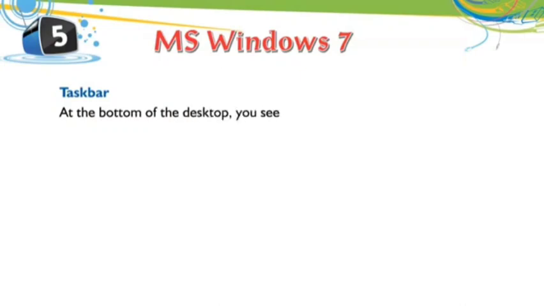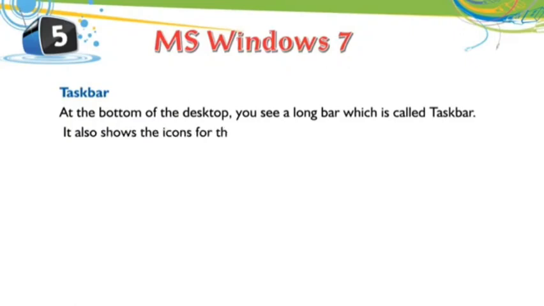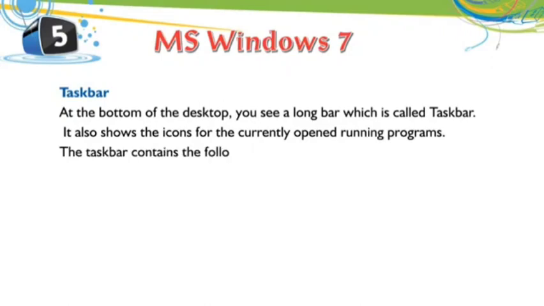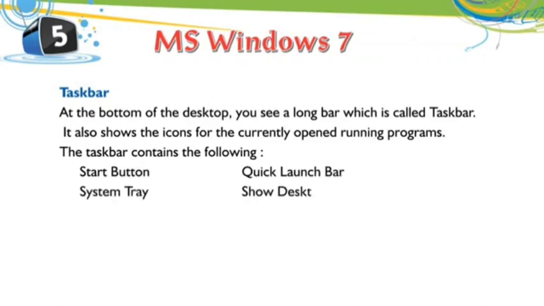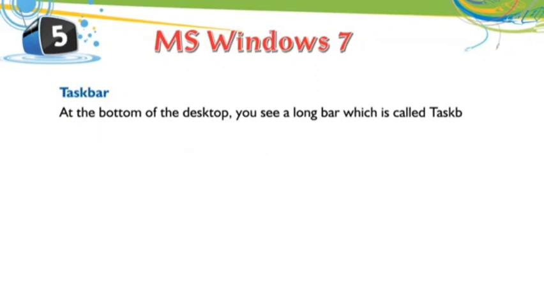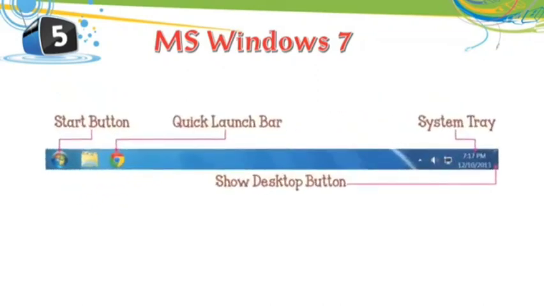Taskbar. At the bottom of the desktop, you see a long bar which is called the taskbar. It also shows the icons for the currently opened running programs. The taskbar contains the following: Start button, Quick launch bar, System tray, Show desktop button.